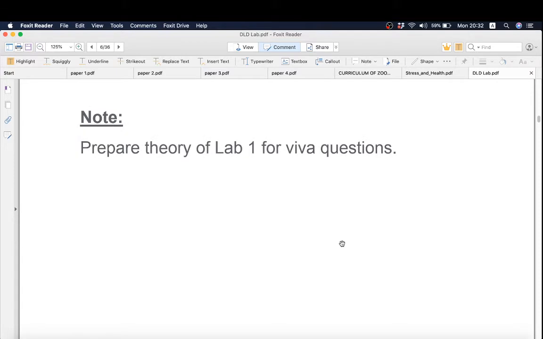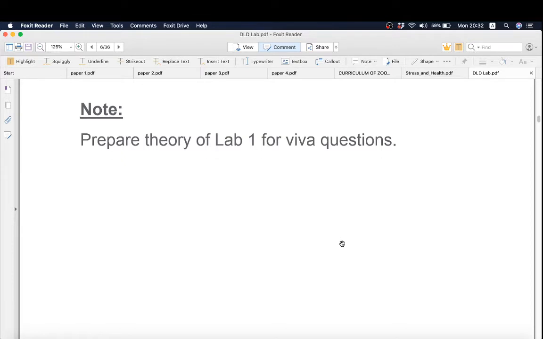Here I also gave a note at the end of lab 1, in which I told you to prepare the theory of lab 1 for viva questions. Viva question means if there is a viva, then I will mostly ask questions from lab 1. For the written exam there will also be MCQs, and short questions will be from lab 1 also.